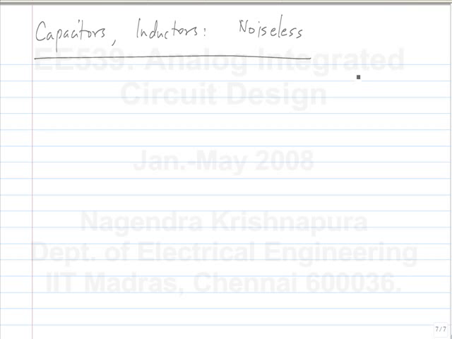Now, if you make a real inductor, it will have a series resistance. Because of that, there will be noise. But that noise comes from the series resistance part of it, not the inductive part of the impedance. Similarly for capacitors. If you make a real capacitor, it can have series conductance and shunt conductance and so on. So those parts will be noisy, but the intrinsic capacitance is not noisy.